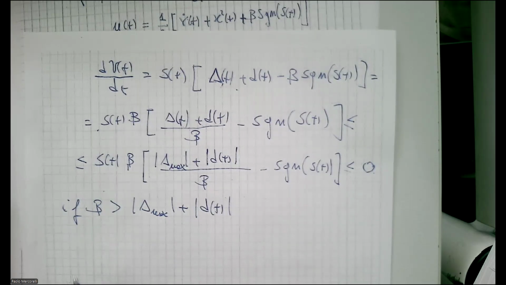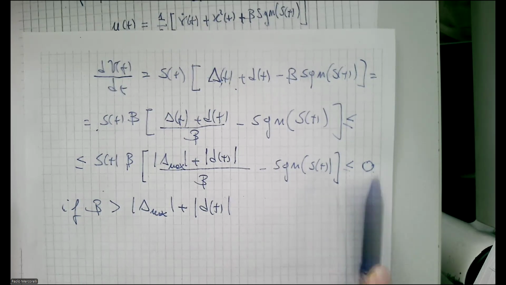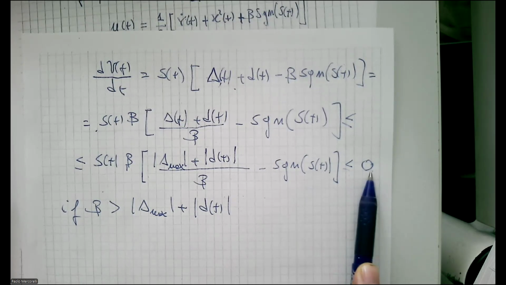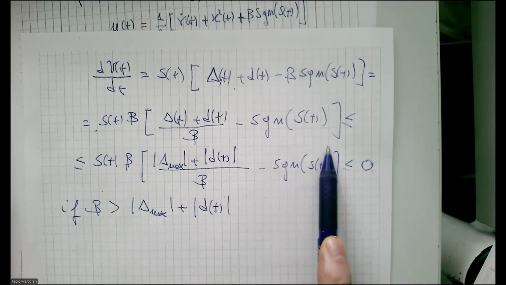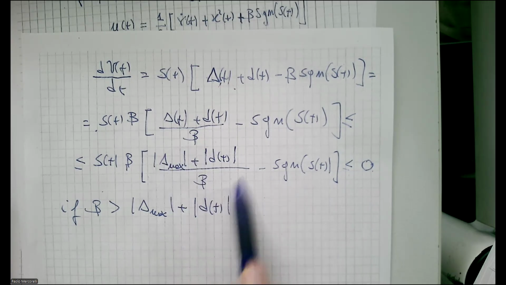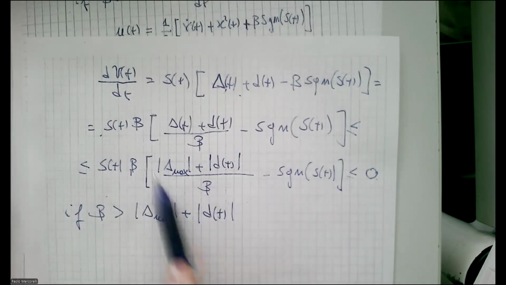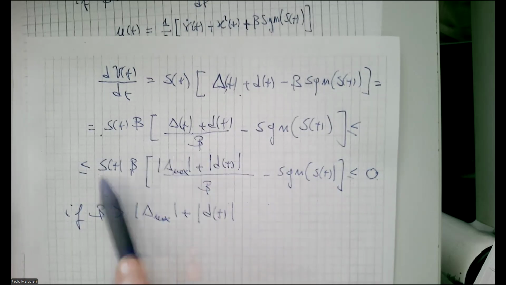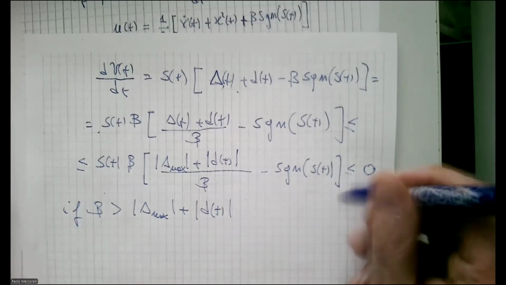Clear, no? This means depending on the sign of S(t), this is always negative. Why that? Because if S of t is positive, this element here is -1. You remember? It's -1. But as I told you, this is less than 1. This means the contribution of here inside is negative, remember? But I told you that S of t is positive, beta is positive, this means it's negative.